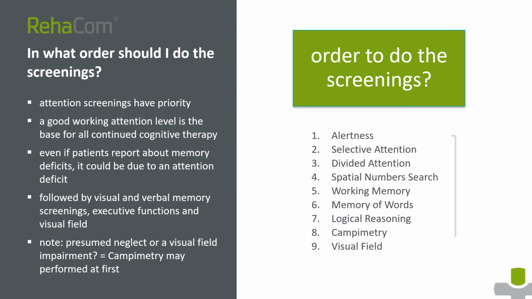The attention screenings themselves should be carried out hierarchically, starting from basic attention level functioning up to higher level skills. Accordingly, the attention screening should be carried out in the following order: alertness screening, followed by the selective attention screening, then divided attention screening and spatial number search screening. Afterwards, working memory, memory of words, logical reasoning, campimetry and/or visual field.